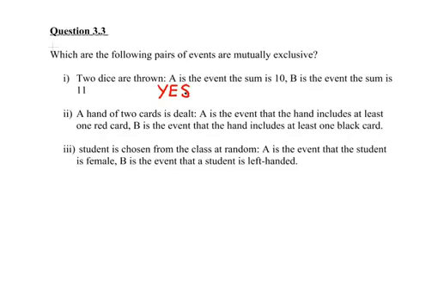So anyway, what are we looking at there? Two dice are thrown. A is the event that the sum is 10. B is the event that the sum is 11. Those are mutually exclusive. So here's another one.